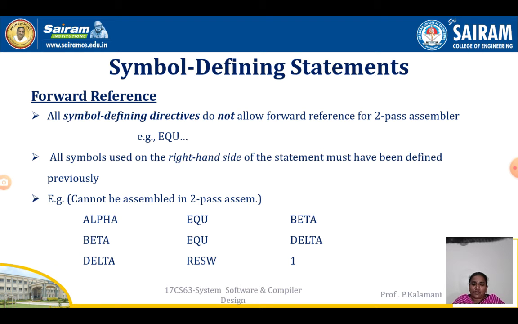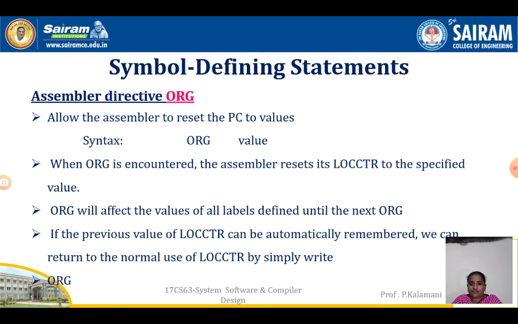Alpha equal to beta, beta equal to delta, delta reserve 1. This is what will happen over there.